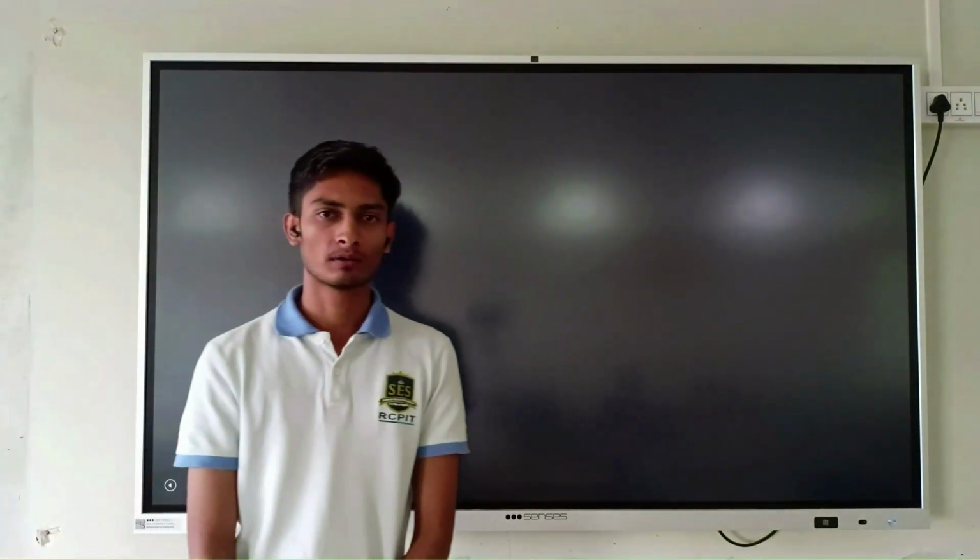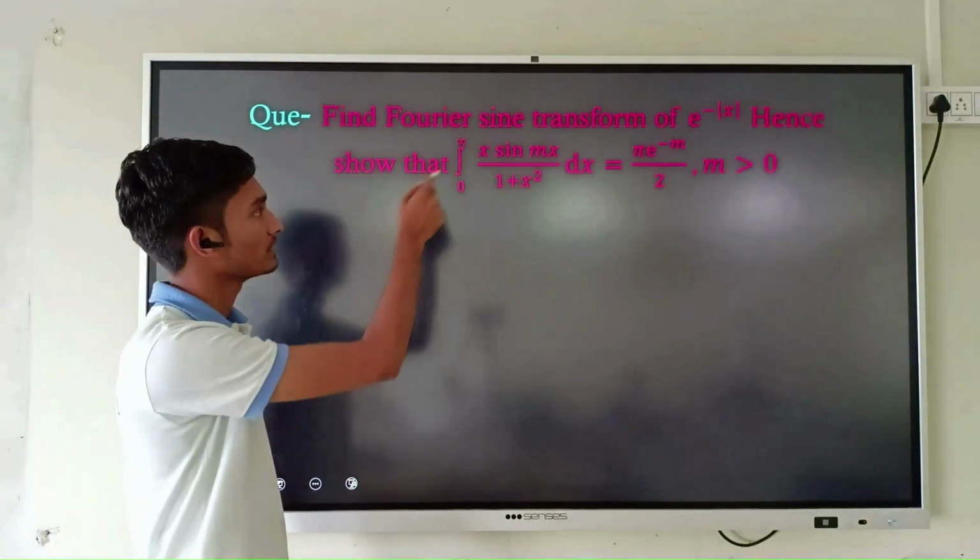Hello everyone, my roll number is 159 and today we are going to see a Fourier sine transformation example. So here we have taken a Fourier sine transformation example.